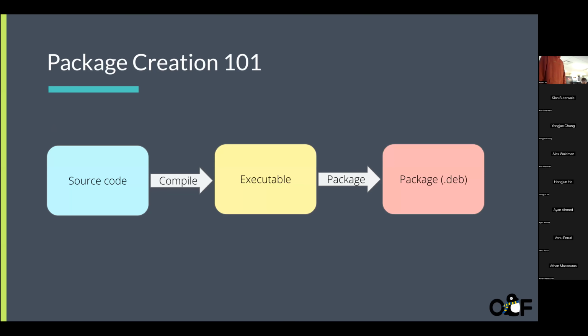So this feeds into the lab, where you create your own package. Essentially, you have source code, you compile it, it turns into an executable, and you package the executable into a Debian file, and that Debian file is what you would be downloading using apt.